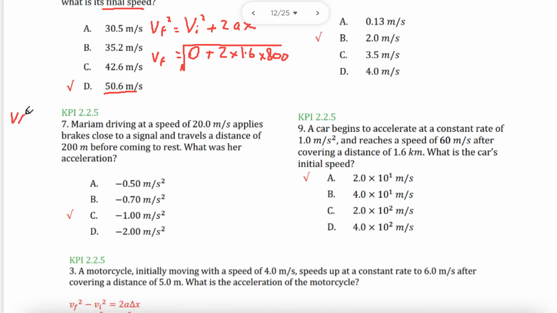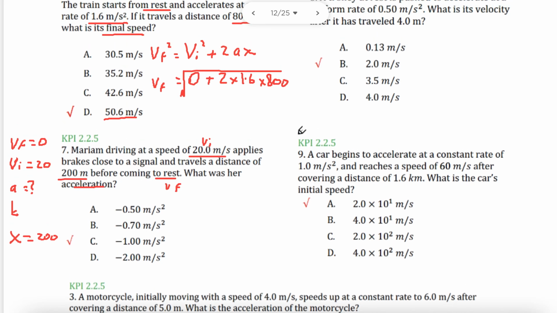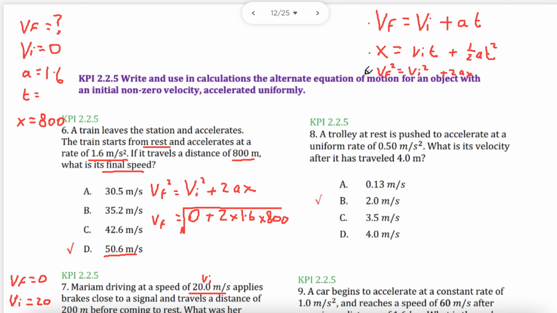So again, VF, VI, A, T, X. She was driving at a speed. So we have an initial speed of 20. We have a distance, or displacement, 200. Before coming to rest. Coming to rest is her final speed. This is V final. This was V initial. And then we need to find A. I need A. What do we have now? 1, 2, 3. So VF, VI, and again, we don't have T. So without T, it's this formula again.